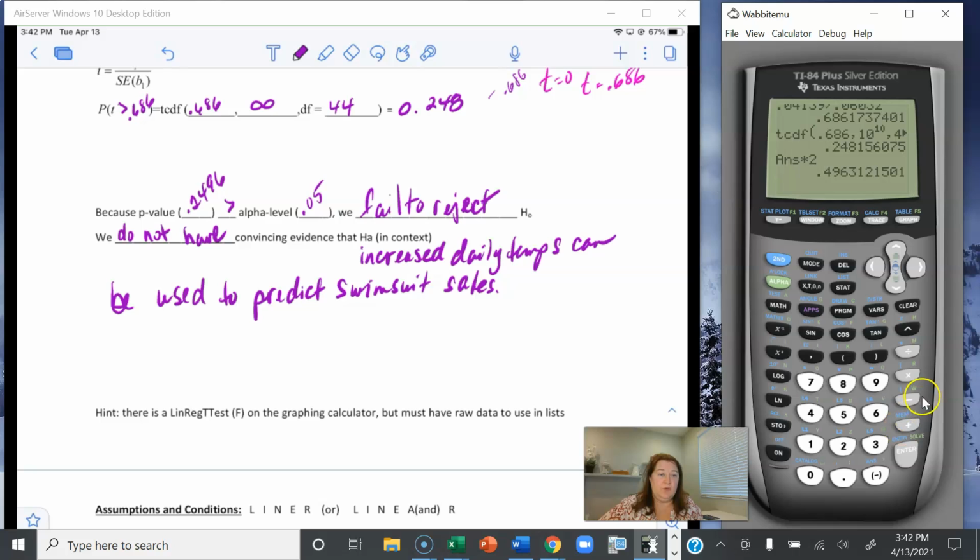So same deal here. Under STAT TESTS, we do have a linear regression t-test, that's letter F, but we have the exact same problem here. We have to know what the two lists are in order for us to do that. So we have to have the raw data. So once again, this is going to be meaningless if they give you a computer printout. And that is the most likely way that they're going to do it. So that's the way we're going to practice it. Okay. All right. That's it for this one. And we've got one more left.